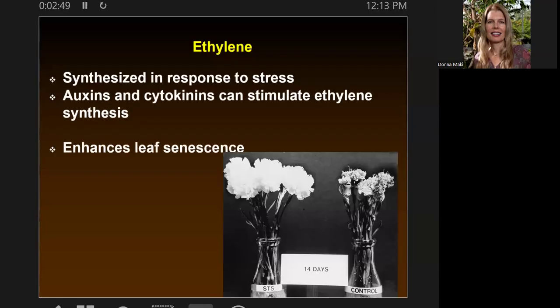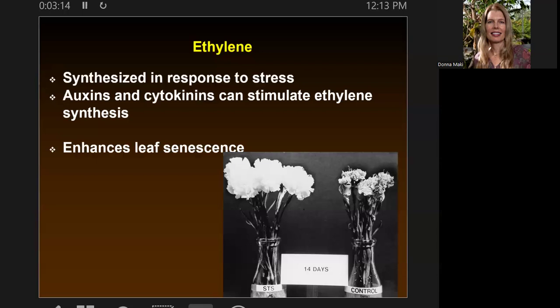And so flowers are essentially modified leaves. And so this idea of leaf senescence, you want to try to minimize that if you're giving somebody flowers for any occasion, birthday or Valentine's Day or whatever. And then the second bullet point, auxins and cytokinins. So the two other hormones can stimulate ethylene. And so we tend to see that.